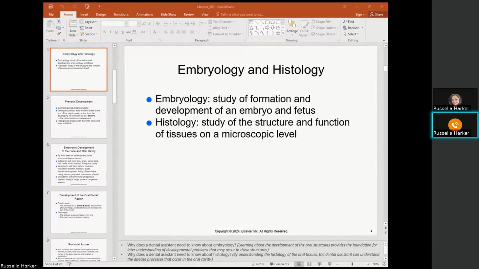Hi, we are going over chapter 8 today, which is embryology and histology. So for chapter 8, we start off with embryology. The definition of embryology is the study of formation and development of an embryo and fetus. Histology, the definition, is the study of structure and function of tissues on a microscopic level.